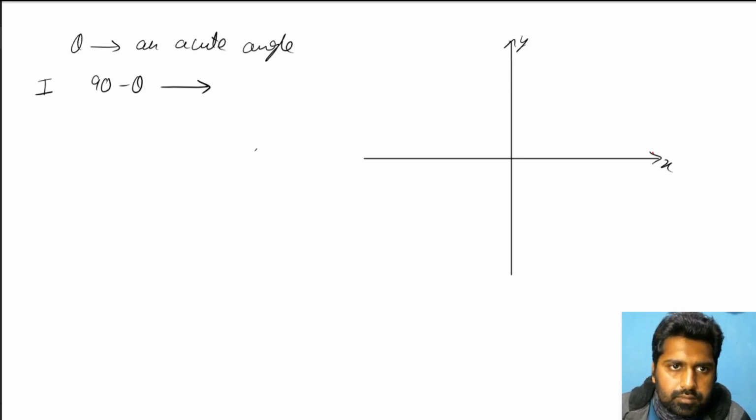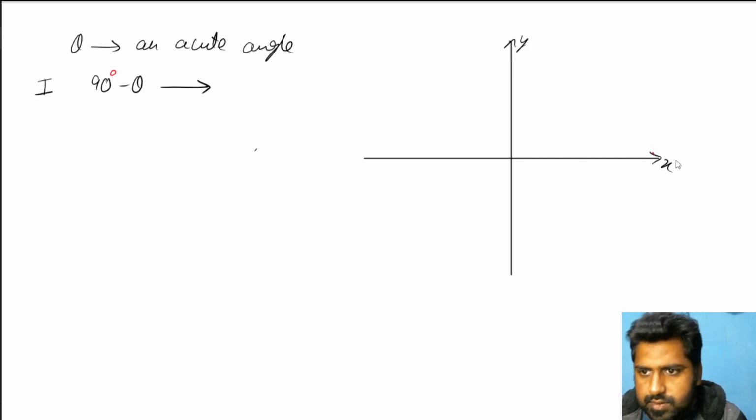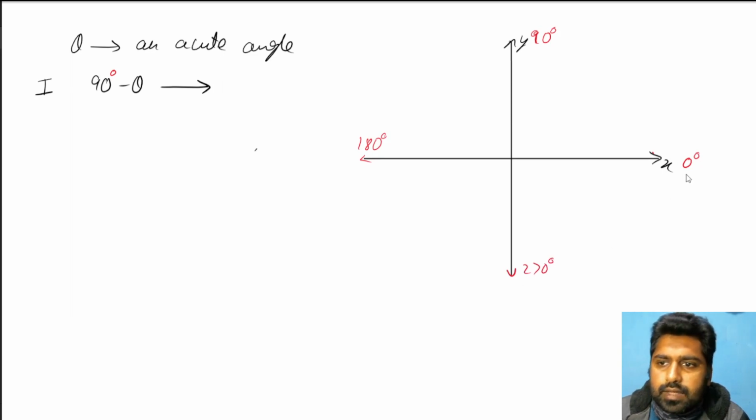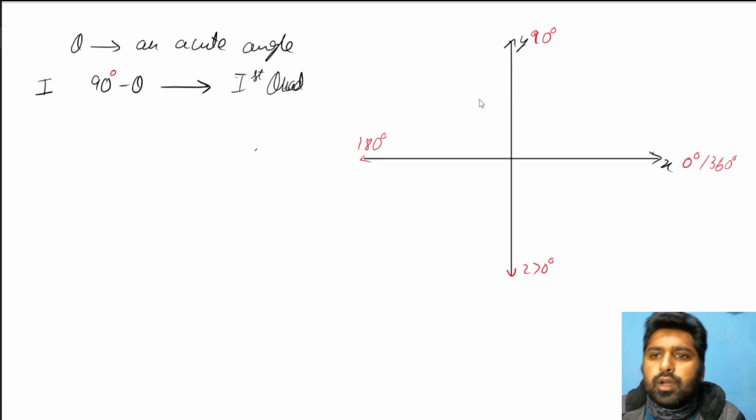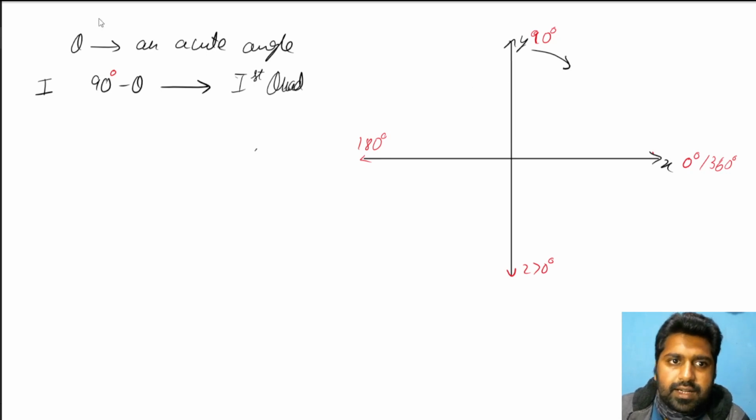So imagine, this is 0 degree, 90 degree, 180 degree, 270 degree, and then again 360. So I ask you to imagine some small angle theta, let's say 10 degree. So 90 minus 10 will be 80 degree. Now 80 degree will be in which quadrant? It will be in the first quadrant. So 90 minus theta will represent the first quadrant. Or you can imagine that 90 is here, minus means we have to move clockwise, plus means we have to move anti-clockwise. So 90 minus is in the first quadrant.